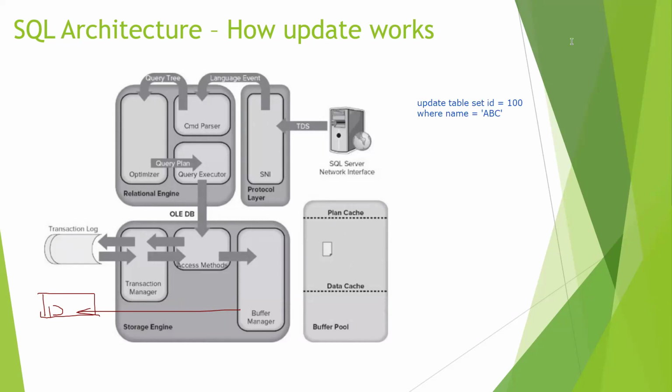If I want to update, what will happen? Until this point, the request is the same. It will check whether the plan exists or not. If the plan is not available, it generates a query tree, and based on that, it goes for optimization and checks whether indexes are available and joins are there. It checks the cost, and whether it goes for parallel execution, all the same. Once the optimization generates a plan, it is cached and sent to the query executor to execute, and the query executor sends a request to the access method to process further.